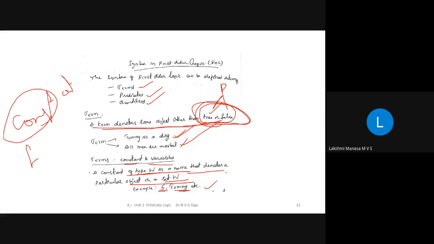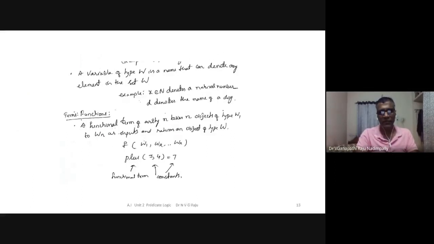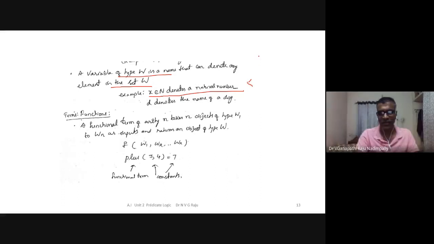Now we will discuss what a variable is. A variable of type W is a name that can denote any element of set W. For example, look carefully: x belongs to N denotes a natural number. For example, 5, 10, 15, all these are natural numbers. Can anyone tell me what the natural number range is? 1 to infinity. Yes, 1 to infinity. So 5 I can call a natural number, 10 I can call a natural number.